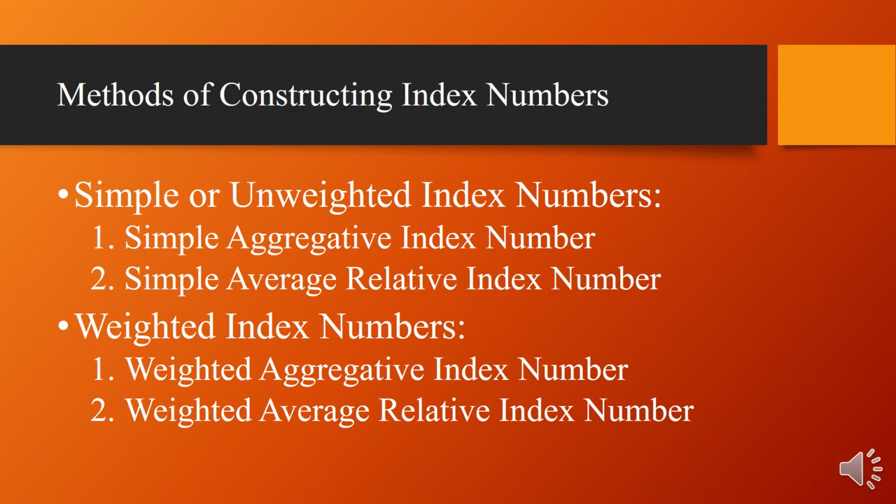Methods of constructing index numbers. There are two important methods. The first one is simple or unweighted index numbers, in which weights are not used. Under simple or unweighted index numbers, there are two methods: simple aggregative index numbers, and simple average relative index numbers. Under weighted index numbers, there are two methods again: weighted aggregative index numbers, and weighted average relative index numbers.